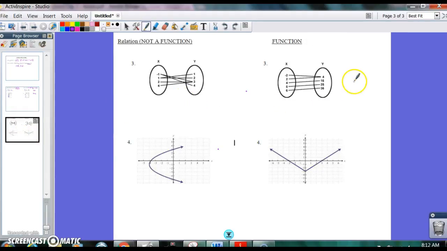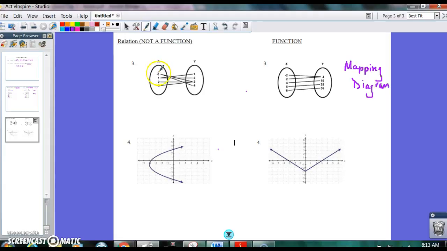Okay, example number 3 is called a mapping diagram. If you look at the one on the left here, this is not a function, and the way that you can tell is by looking at the lines coming out of your x values. Whenever you do a mapping diagram, your x's are on the left and your y's are on the right.